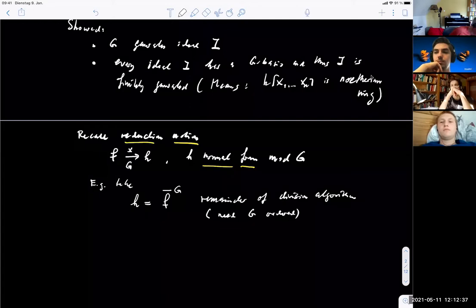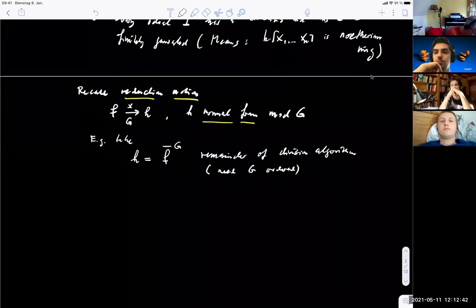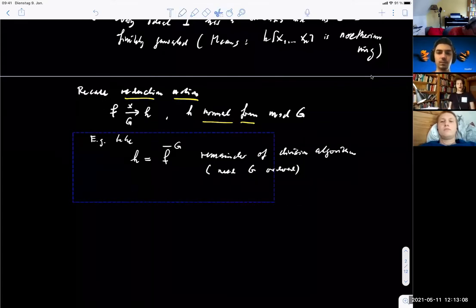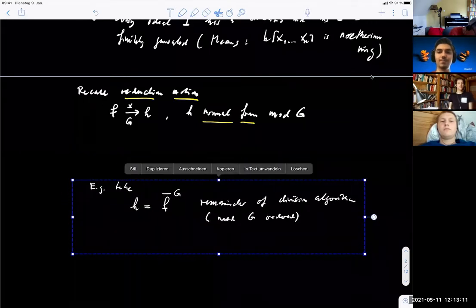Then let's go on. So, a proposition. We will see Gröbner bases have many nice properties. Before writing the proposition, maybe I remember something. I can use my technology, move this down.